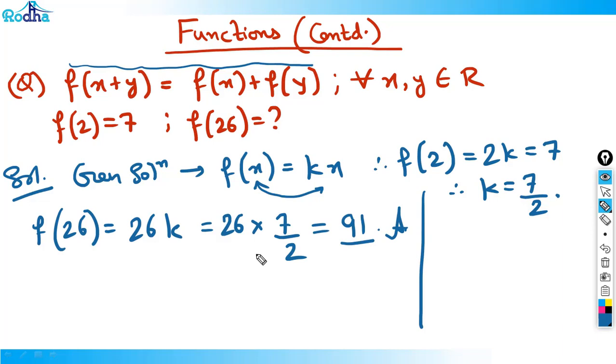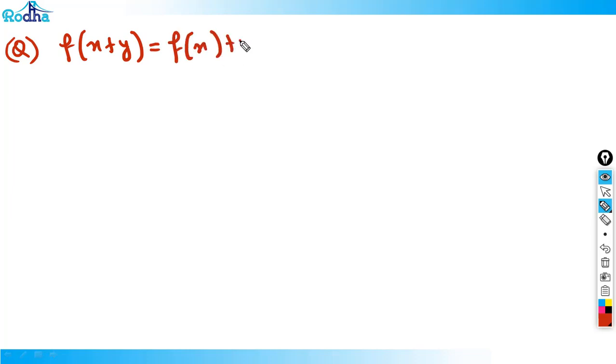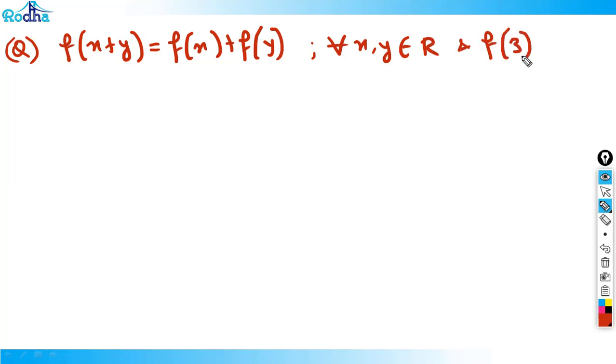Okay, let's do one more question. This variety actually. Again, f of x plus y is equal to f of x plus f of y, same thing, for all x and y belonging to the real number category. And f of 3 is given as 29. So we need to find the value of f of 81. What is the value of f of 81 here?